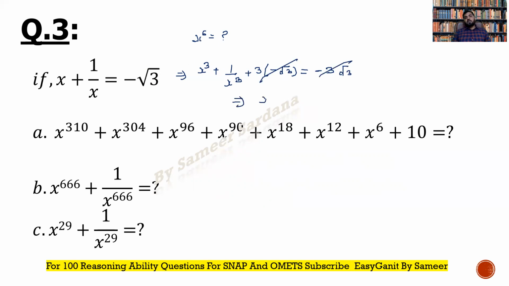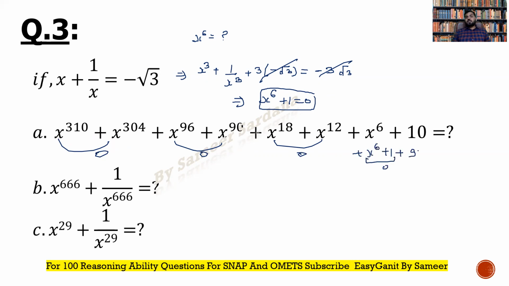This will get cancelled. Finally, you will get the same result, that x power 6 plus 1 will be equal to 0. So similarly, you see that this power difference is 6, this power difference is 6, this power difference is 6. So on taking common, you will have x power 6 plus 1 as 0. So this will become 0, this will become 0, this will become 0, and this can be written as x power 6 plus 1 plus 9. Now this is 0, so the final answer would be 9. 9 would be the correct answer.